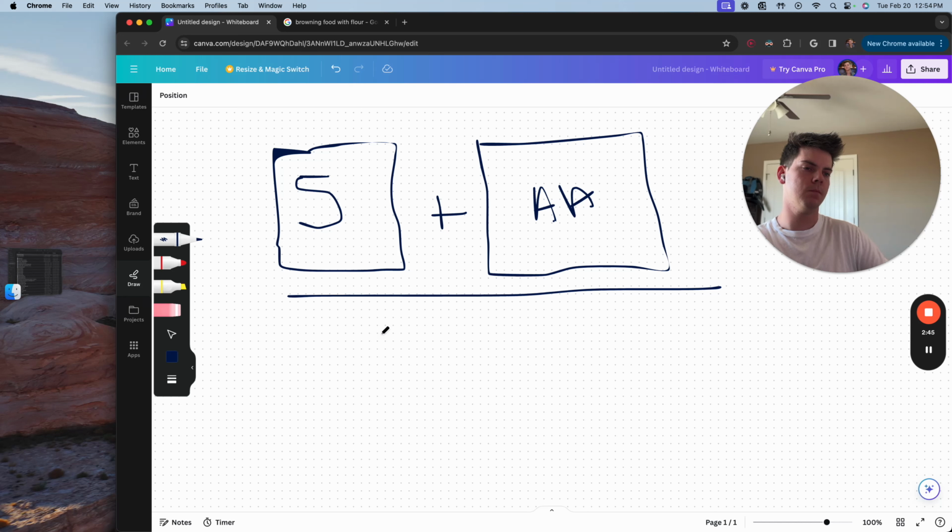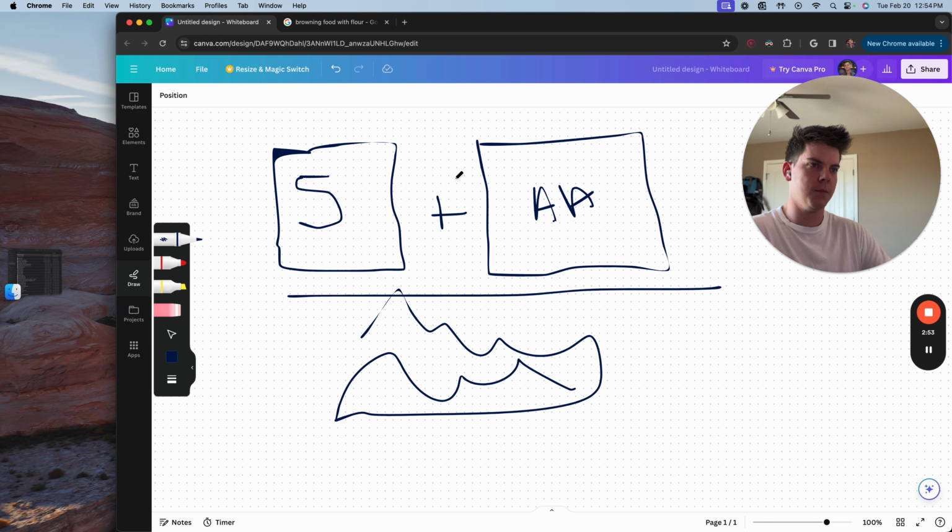we get a good crust, and various other compounds. I'm not going to name them all. It's too much to remember, and it's not that important to get a good crust or a good Maillard reaction.